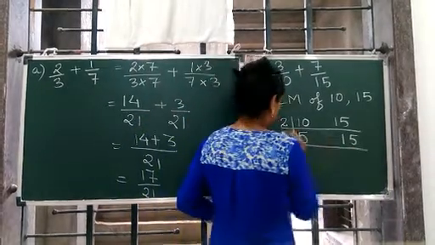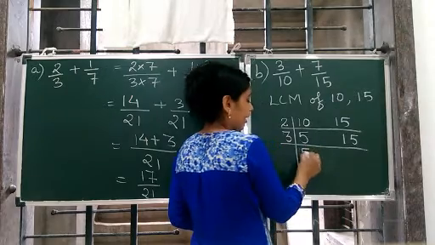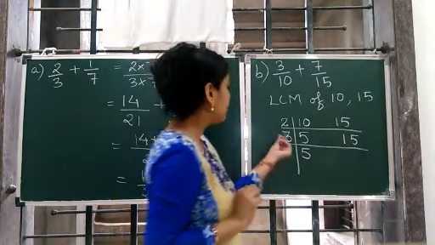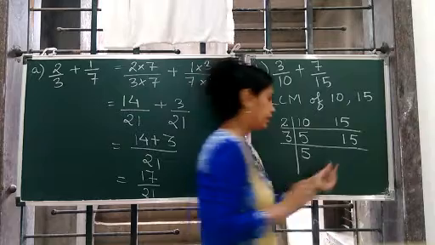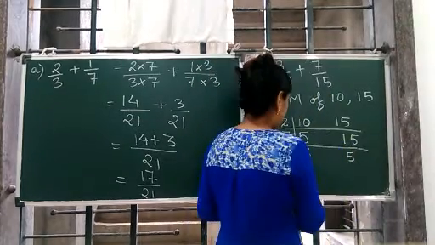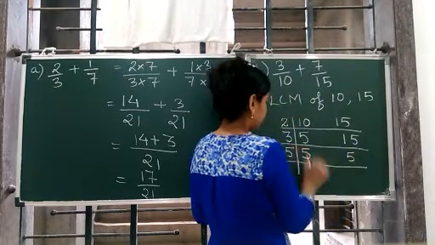Then we go to 3. 3 cannot divide 5, so 5 remains 5, children. Now this 3 will divide 15. 3 5s are 15. Now what is the next prime number? 5 is the next prime number.